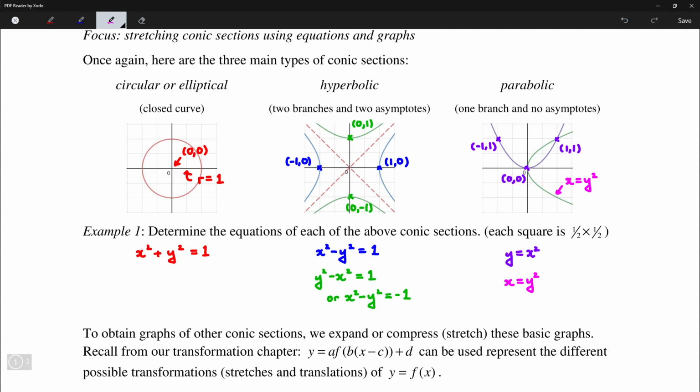So in order to obtain the graphs of other conic sections, we are going to expand or compress, so stretch, these basic graphs. When we stretch a circle horizontally, we end up with some kind of an ellipse. The hyperbolas, we can also do the same thing and get other hyperbolas. And we have done vertical stretches of parabolas before. So that should be familiar.